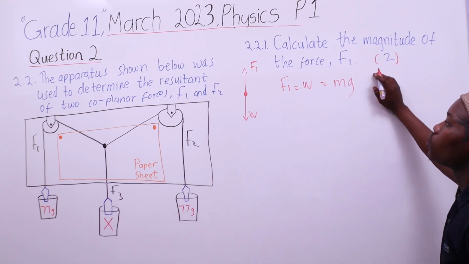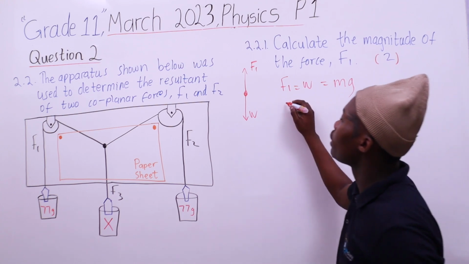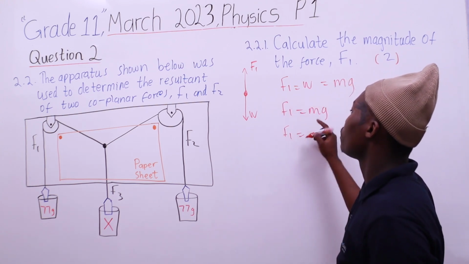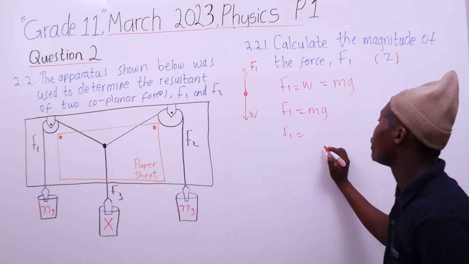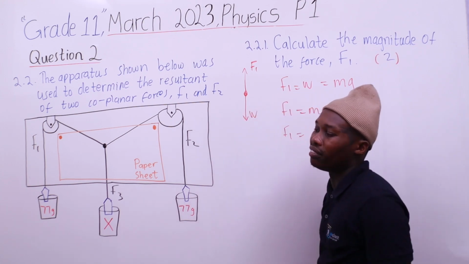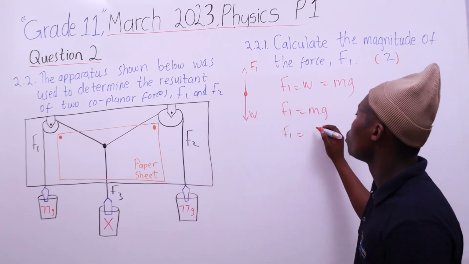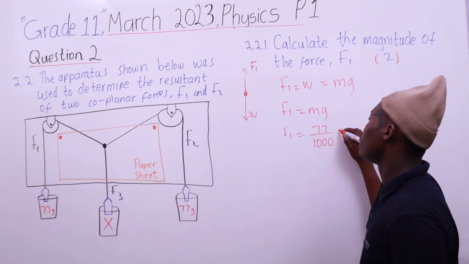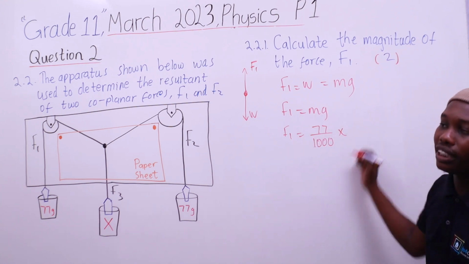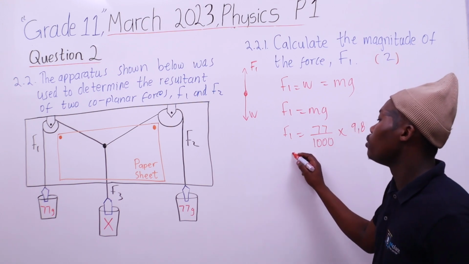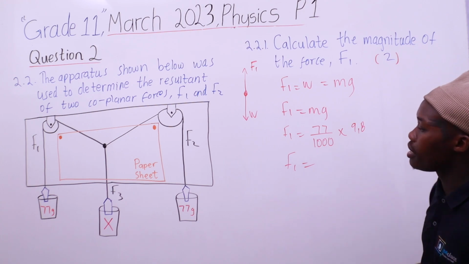Calculate the magnitude of force 1. So force 1 is equal to mg. Force 1 is equal to mass, which is 77 grams. And how do we convert grams to kilograms? We divide by 1000. So 77 over 1000 multiplied by the gravitational acceleration of the Earth, which is 9,8.